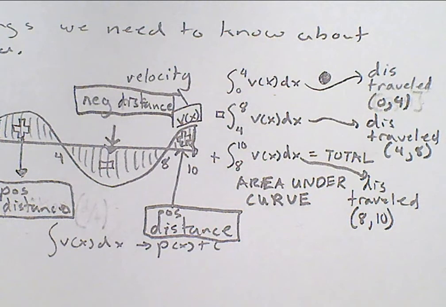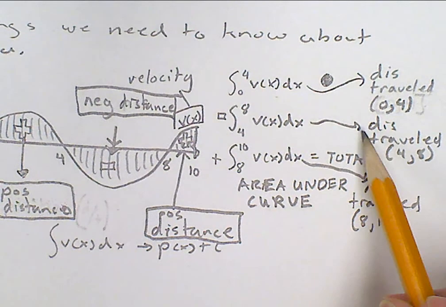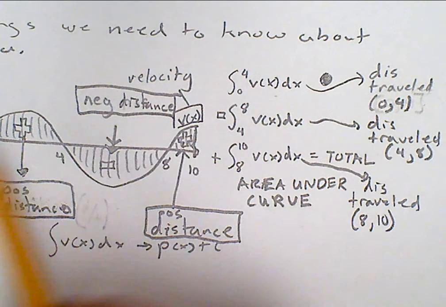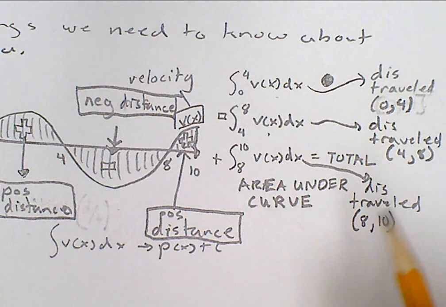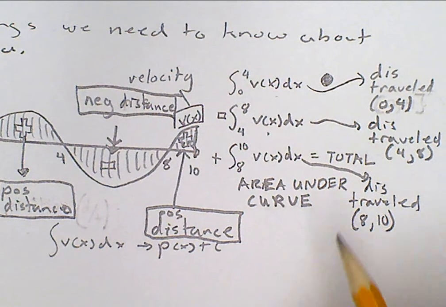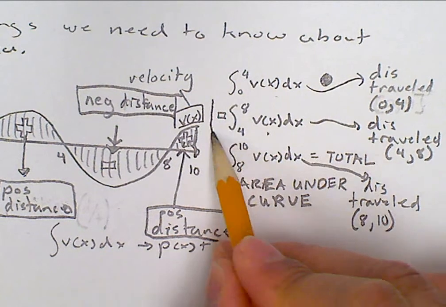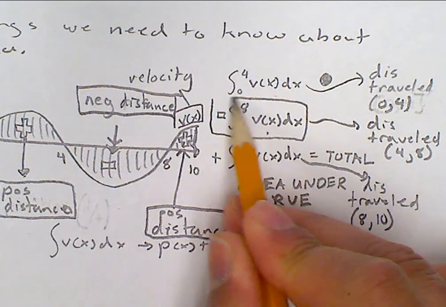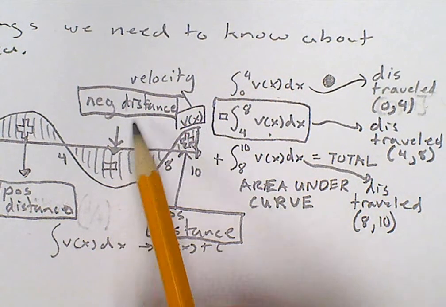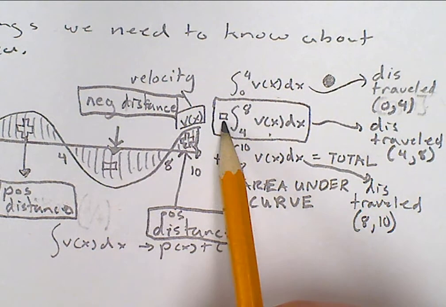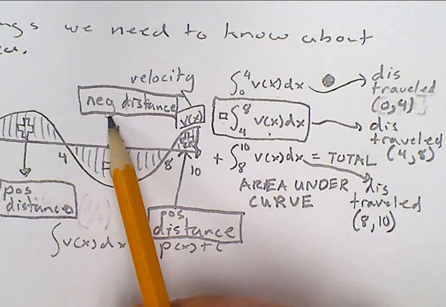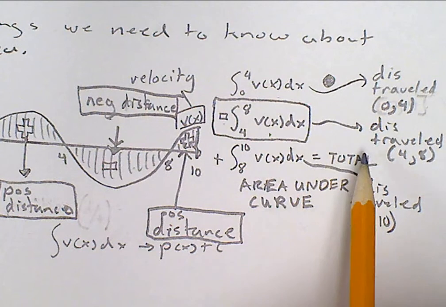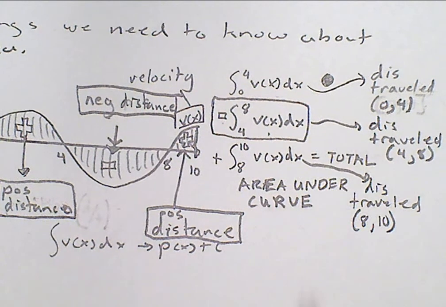Now, what about this distance traveled? Who can tell me something about this second distance traveled that's already indicated over here in the graph? It's negative. Your answer will be a negative, but if we're going for total distance traveled, look, I've already fixed the problem. When I have negative distance or negative area, and I change it to positive with this negative sign, it changes the distance to positive 2. And you want to do this when you're finding total distance.